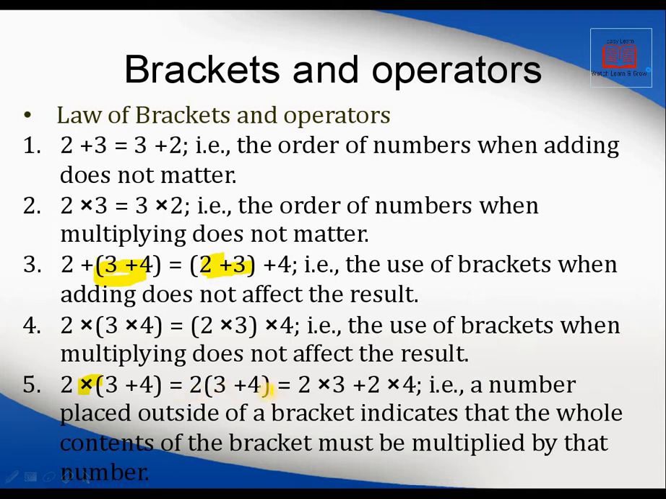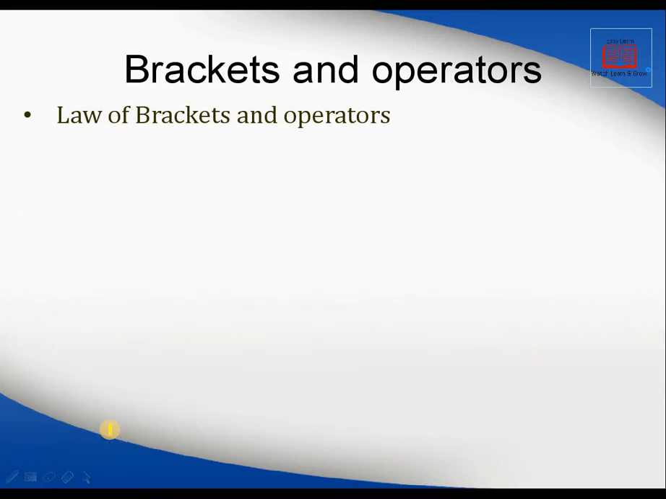There are two ways. According to the rule, you have to solve first 3 plus 4, that is, first solve the brackets. So 3 plus 4 is 7, and 2 times 7 is 14. This is the first way. But for your understanding, if you don't want to solve the inside bracket, you can also solve it in this way: first of all you multiply 2 with 3, then also plus 2 multiplied with 4. So a number placed outside of the bracket indicates that the whole contents of the bracket must be multiplied with that number.